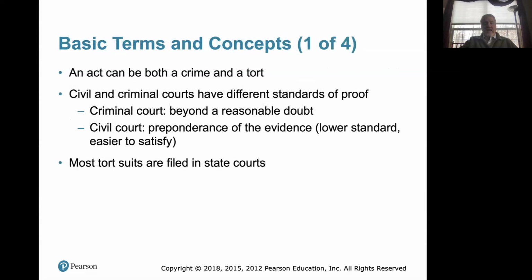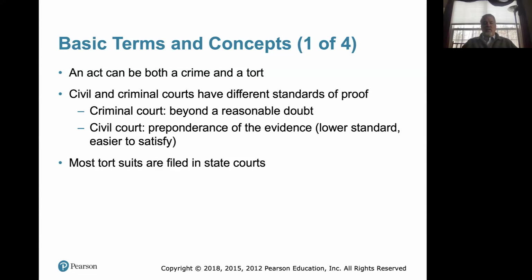As I indicated before, an act could be both a crime and a tort. Civil and criminal courts have different standards of proof. In the criminal arena, you have to prove crimes beyond a reasonable doubt, and in the civil arena, you have to prove it by a preponderance of the evidence, which is that 50% plus one that sometimes people confuse with probable cause. In the civil arena, to obtain a judgment, you have to prove it by a preponderance of the evidence, which is that 50% plus one. It's just more likely than not.